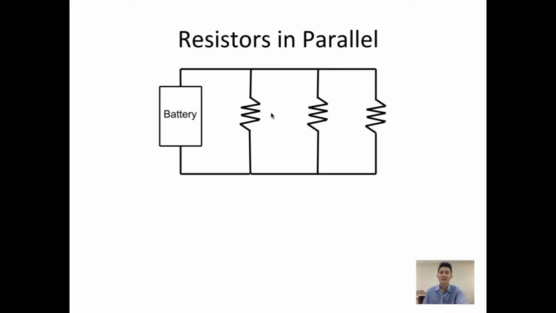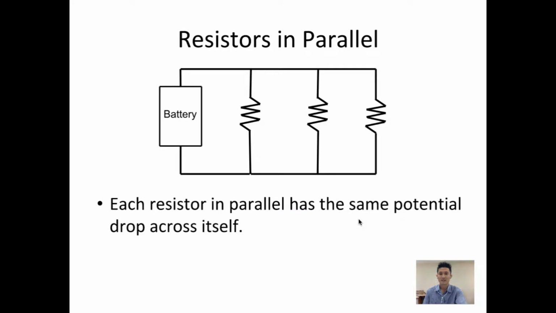This schematic diagram I have here is a good example of resistors in parallel with this circuit. And notice they each have their own pathway. They're not all in the same line. This is a good example of resistors in parallel.